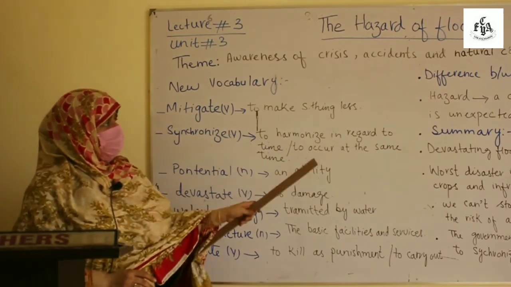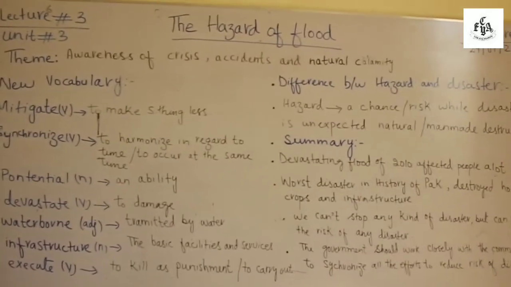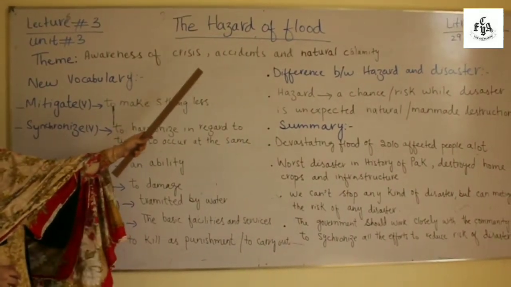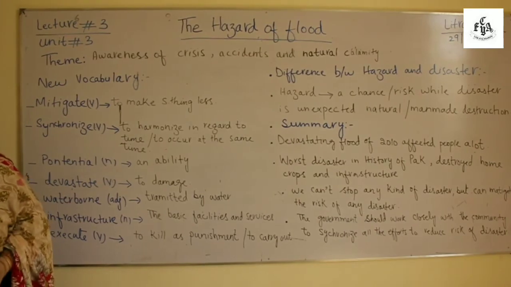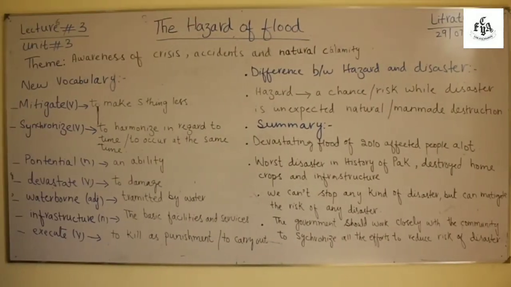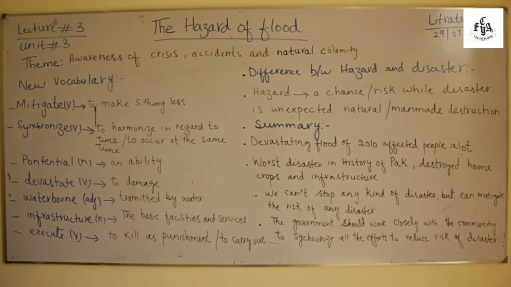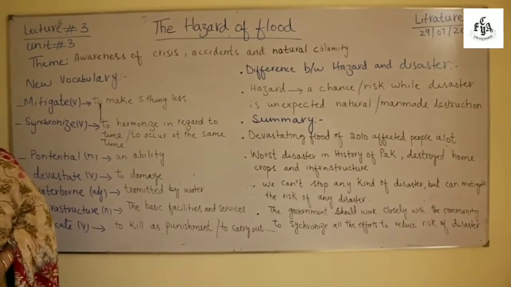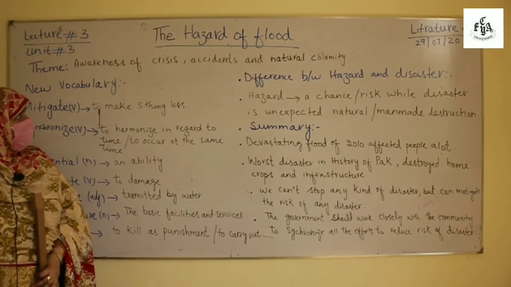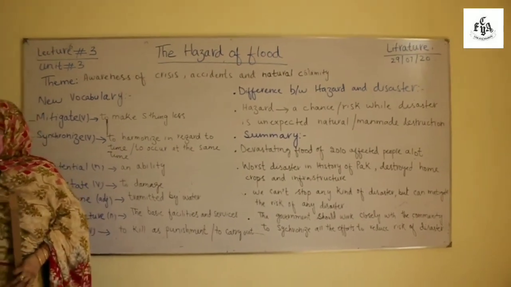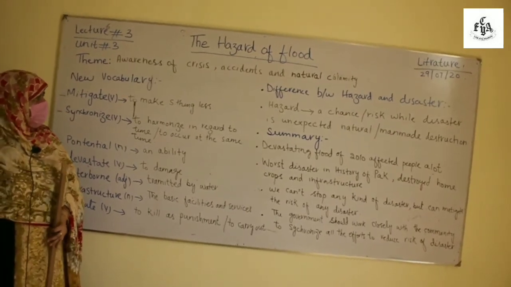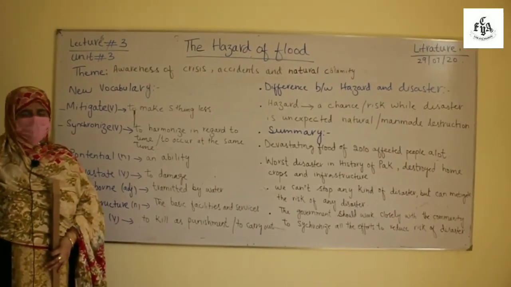Before going to the summary, we have to discuss the theme. The theme is awareness of crisis, accident and natural calamity. When we are talking about the hazard of flood, hazard, as you know, means a chance or a risk. We are going to discuss that in detail as well. When we want to make ourselves aware of crisis, accident and natural calamity, this is the theme. Calamity is any natural event resulting in great loss. Calamity and disaster can be synonyms.